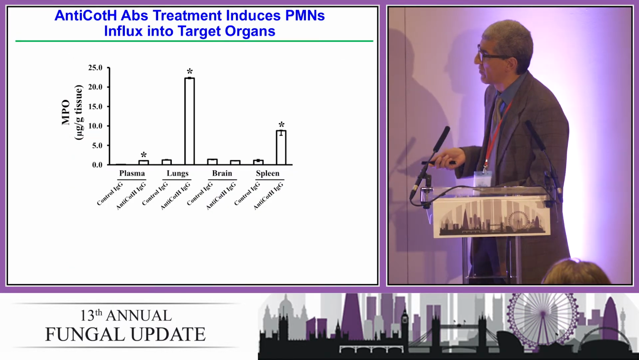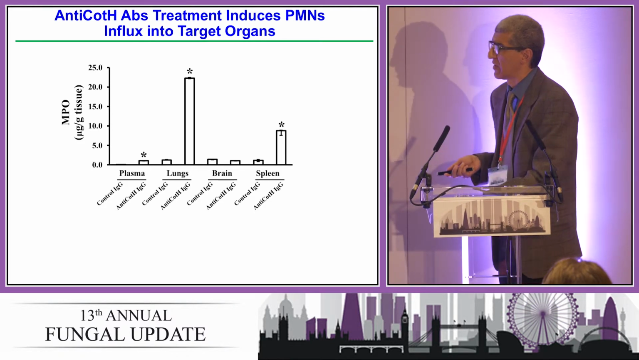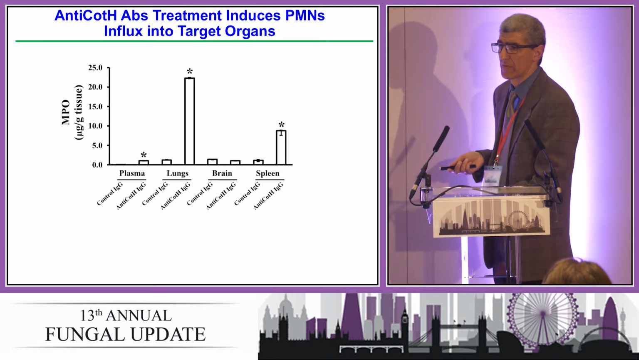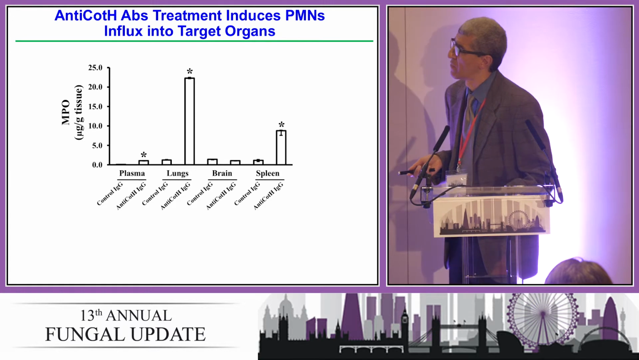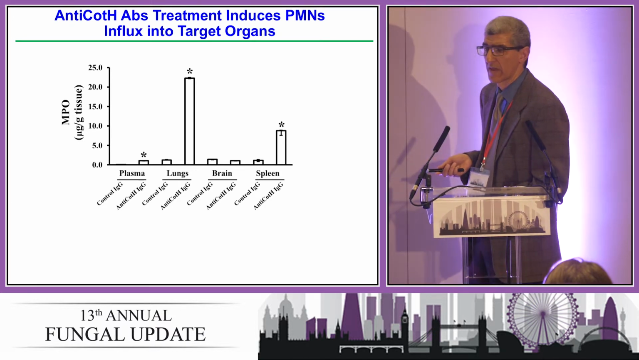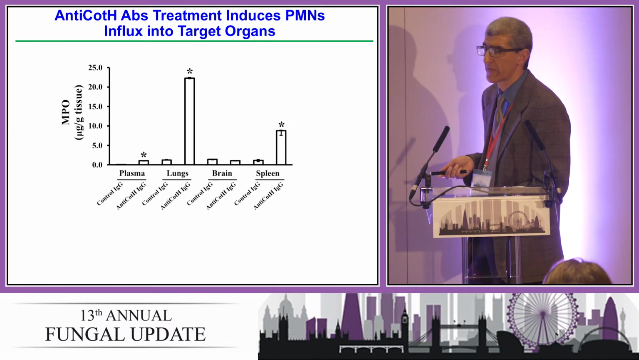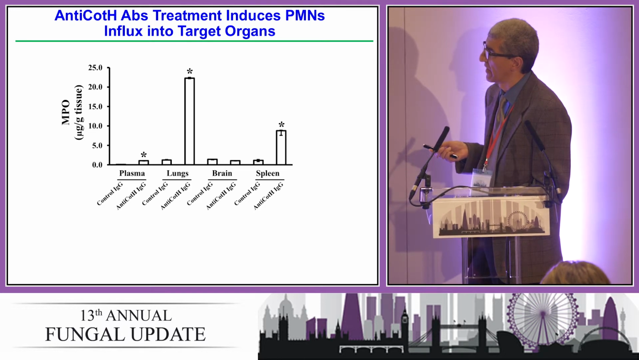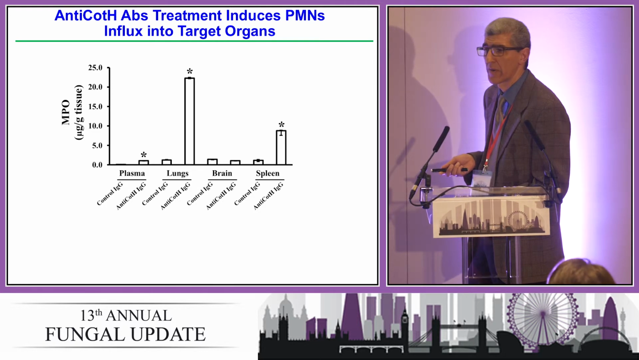In addition to that, we've taken tissues from these mice and we've determined the amount of myeloperoxidase as a marker for influx of neutrophils into the organs. These are diabetic ketoacidosis mice, and you can see that the ones treated with the antibodies have way higher concentrations of myeloperoxidase, indicating that these are probably opsonophagocytic and enhance chemotaxis as well.